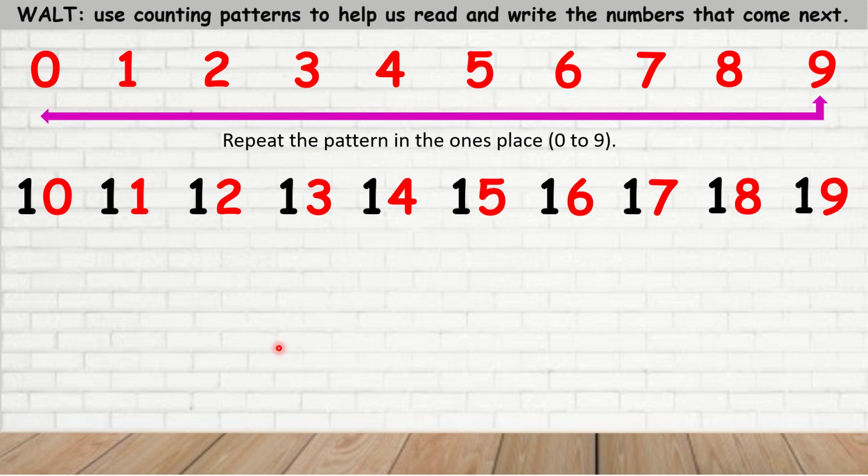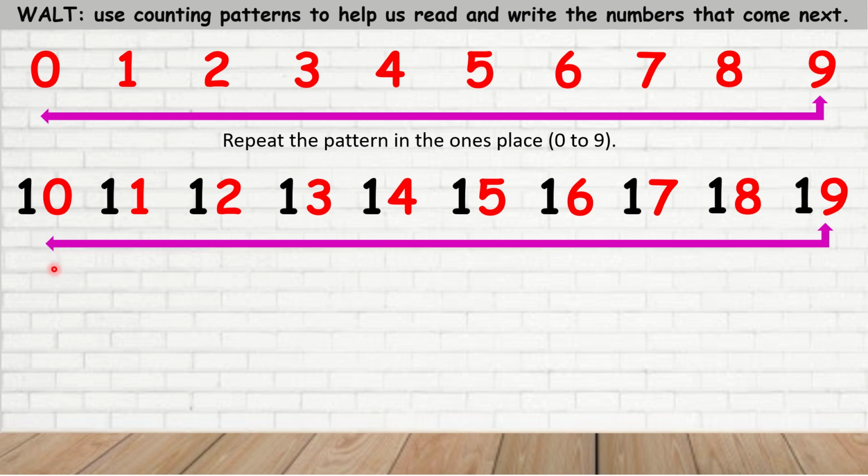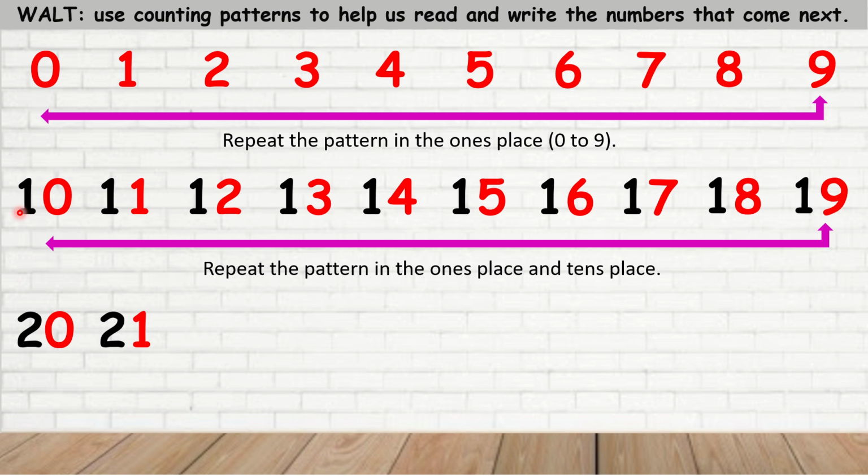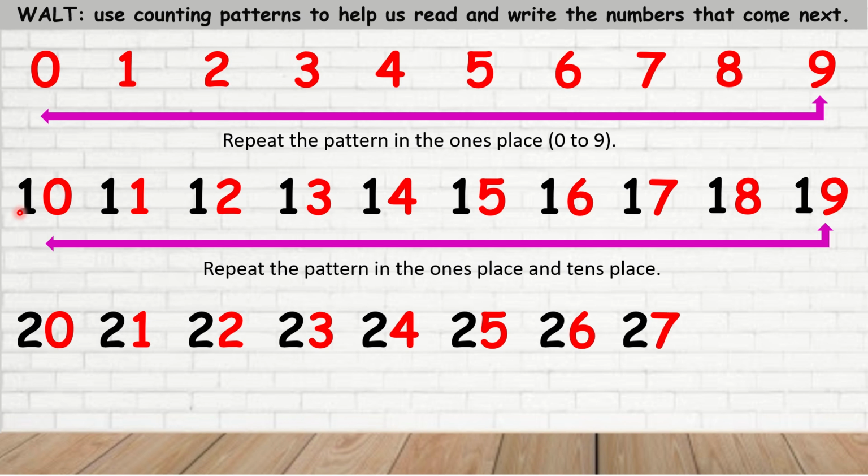This 9 is going to return back here and turn into a 0. When that happens, you have to add one more 10 to the tens place. So instead of 10, it will be now 20. 21, 22, 23, 24, 25, 26, 27, 28, 29.